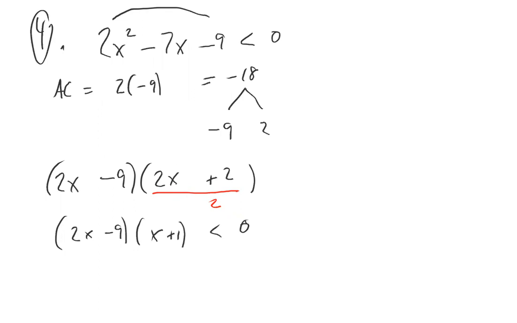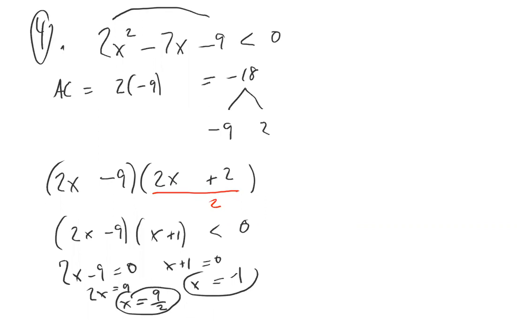So if I solve this equation and find out when this is 0, you'll get 2x minus 9 equals 0 and x plus 1 equals 0. So if you add 9 to the other side, you'll get 2x equals 9. If you add -1 to the other side, you'll get x equals -1. Then divide by 2, you'll get x equals 9/2. Then you have x equals -1.